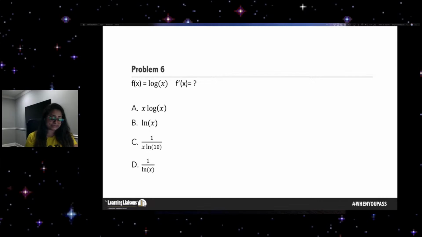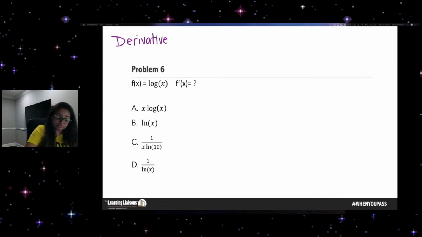Problem 6 is giving us our f of x, which is log of x, and they're simply telling us to find the derivative of it. So f prime of x. So we're going to take the derivative again. Lots of derivatives. The thing here is you have to know what you're doing. It's one of those special cases, right? Log of x, you have to know the rule. If you know the rule, you know how to do this.